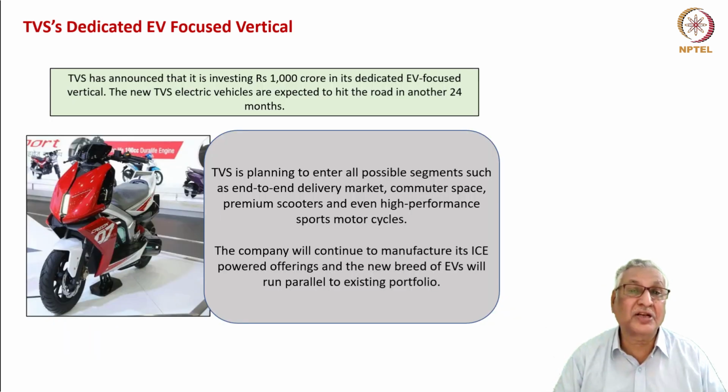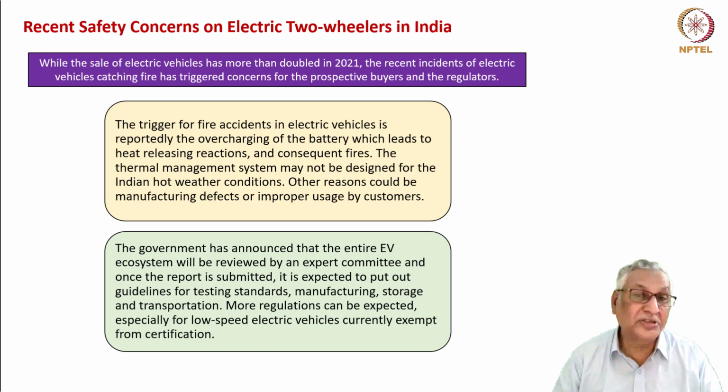TVS is one great example of having an electric vehicle focused vertical, where 1,000 crores are dedicated for EV focused product development and manufacture. But the company is also going full speed on having more efficient ICE powered vehicles to supplement the requirements till the electrification is complete. There have been recent safety concerns on electric two wheelers in India.